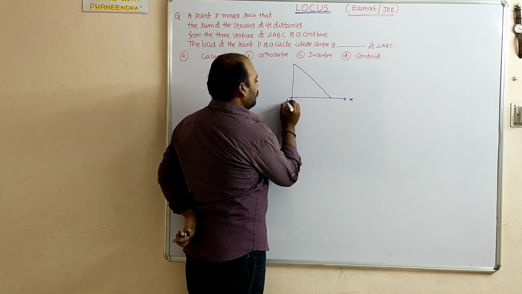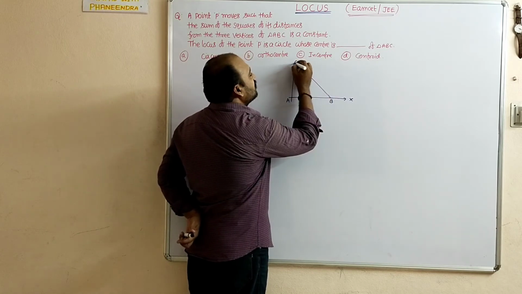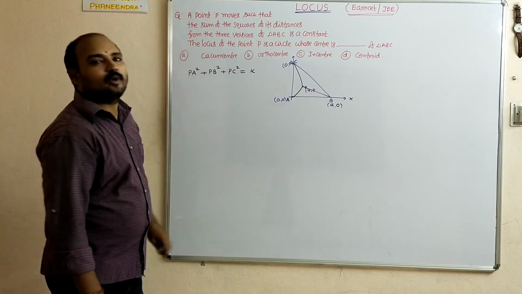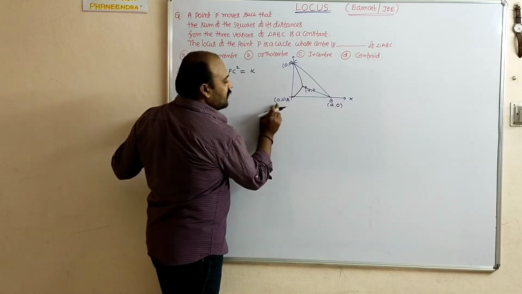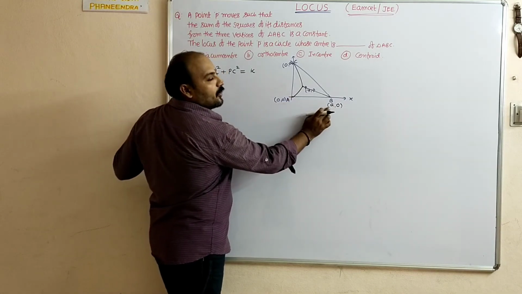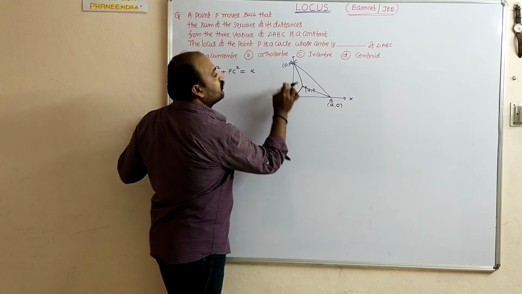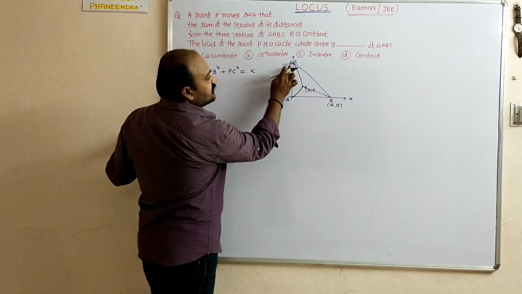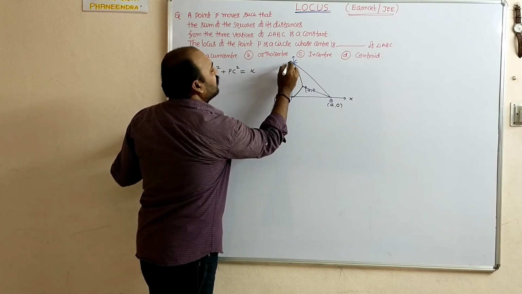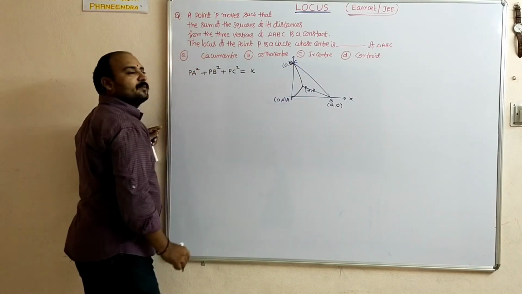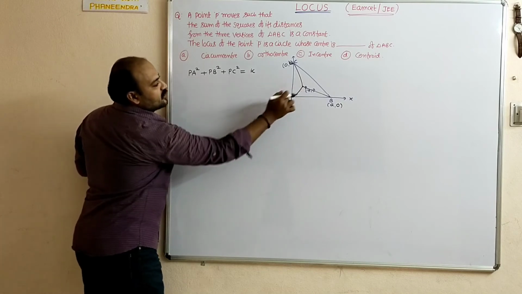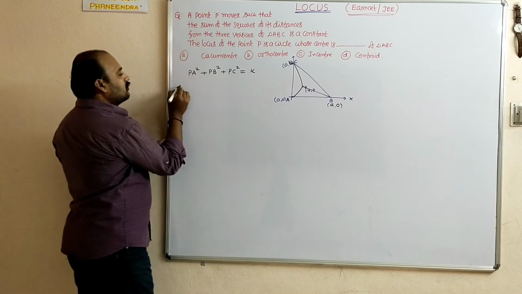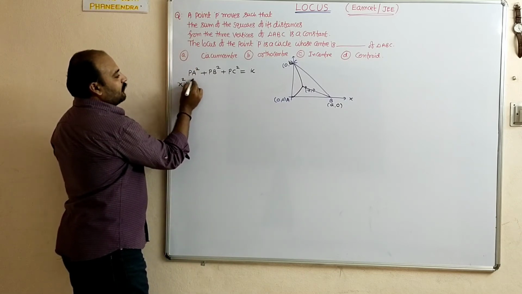Then this is point A, this is point B, this is point C. See here, PA square plus PB square plus PC square equals k. So point A is (0, 0), point B lies on the x-axis, so it is (a, 0), and point C lies on the y-axis, so it is (0, b). Now PA square, the distance between these two, is x square plus y square.